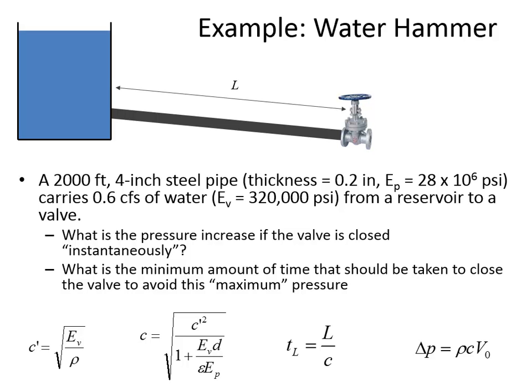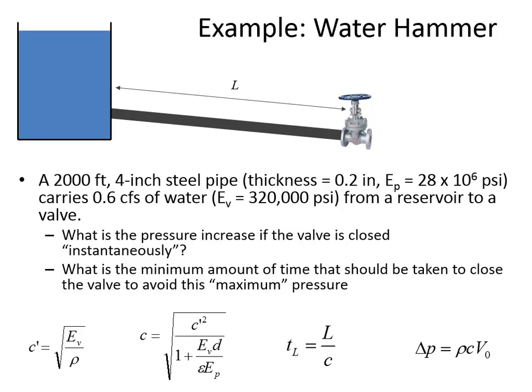Okay, so we've got some 2,000 foot long pipe made out of steel, and since it's steel, we know the thickness of the pipe and we know the bulk modulus of elasticity for it, and it's carrying water at a known flow rate through a reservoir to a valve. So what we're going to try and find out is what would the pressure increase be if the valve was closed suddenly? It's that worst case scenario. So first of all, we have to know the initial flow velocity before the valve was closed. And before the valve was closed, it was 0.6 cubic feet per second.